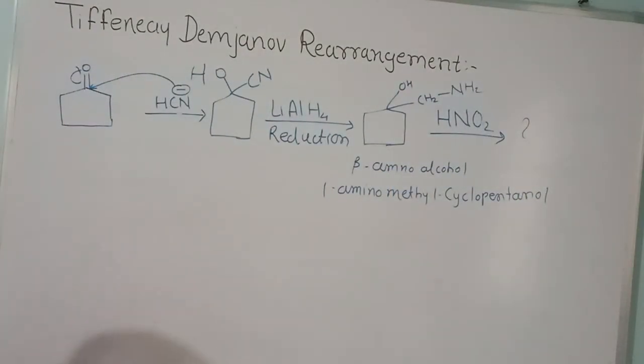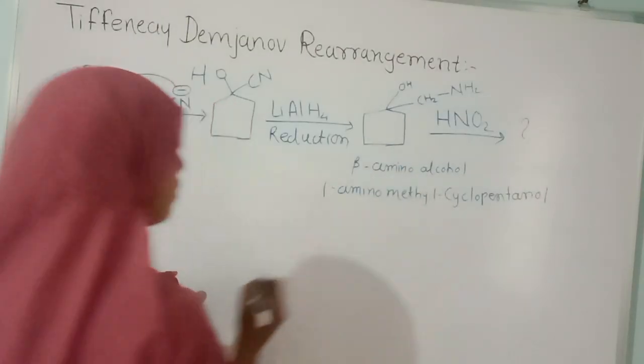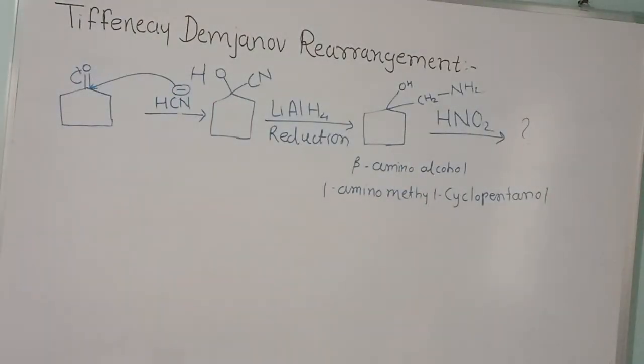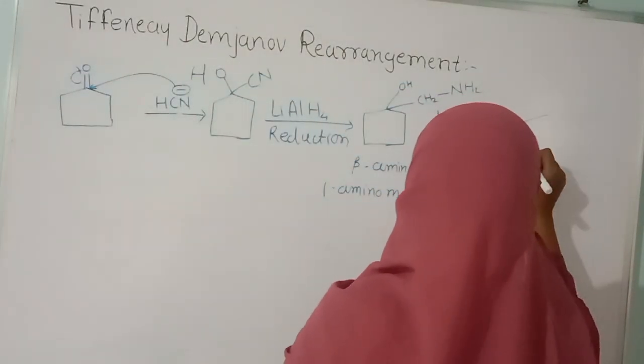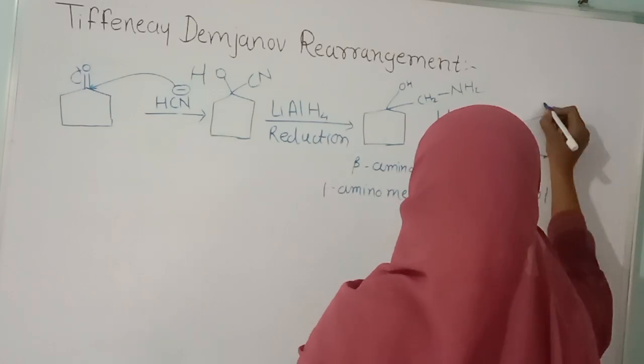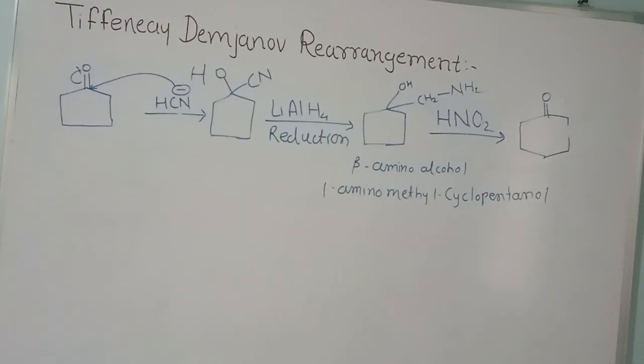Here we are given beta amino alcohol, or 1-aminomethyl cyclopentanol. Then what will be the product? We know the Tiffeneau-Demjanov rearrangement. Here cyclic ketone will be formed. Ring expansion takes place. Okay, let's see the mechanism for this.